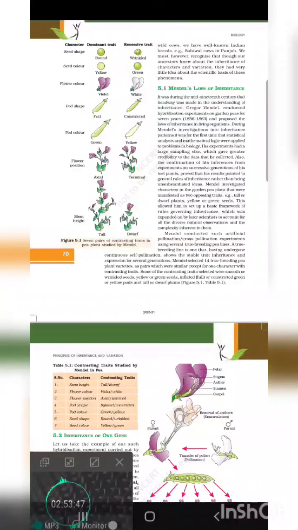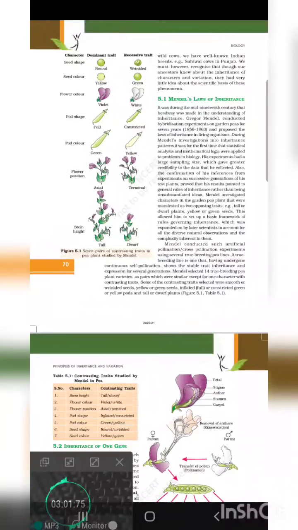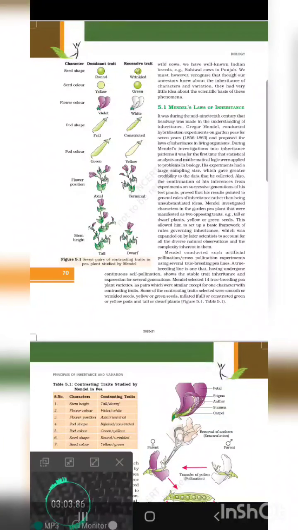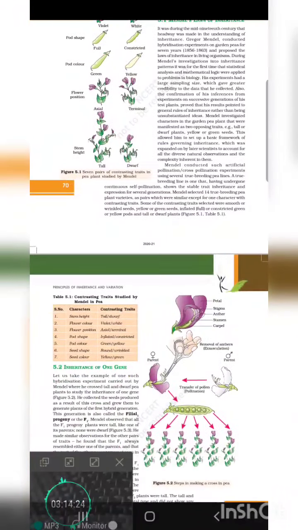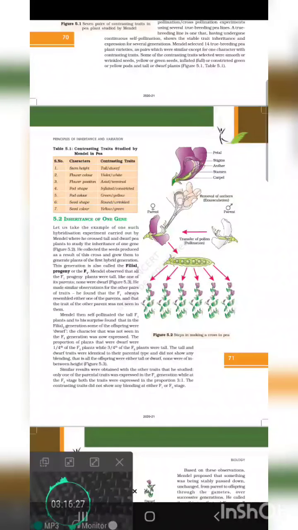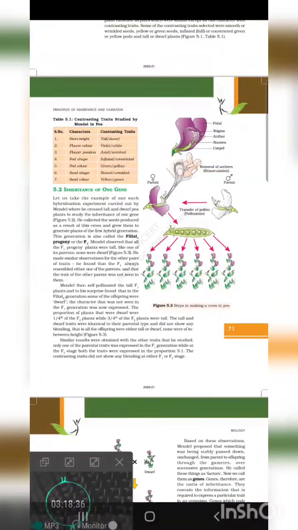Figure 5.1, table 5.1, shows 7 pairs of contrasting character traits in pea plant studied by Mendel. You have to look at that figure and the characters which are dominant trait and recessive trait. Next, further, here it is: characters and contrasting traits.